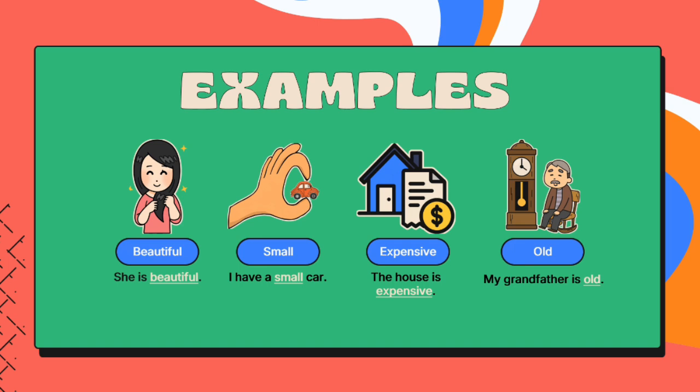Second sentence is I have a small car. Small describes the noun car. The third sentence says the house is expensive. Expensive gives more information about the house. And finally, my grandfather is old. Old describes grandfather. So, adjectives make our sentences more specific because they tell us what someone or something is like.